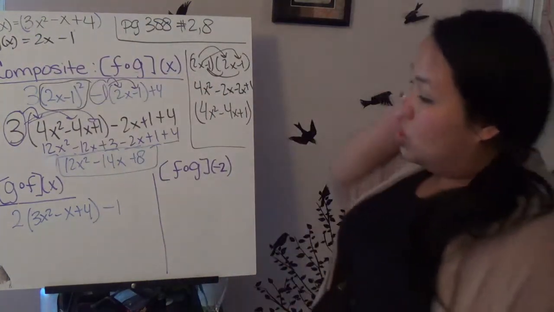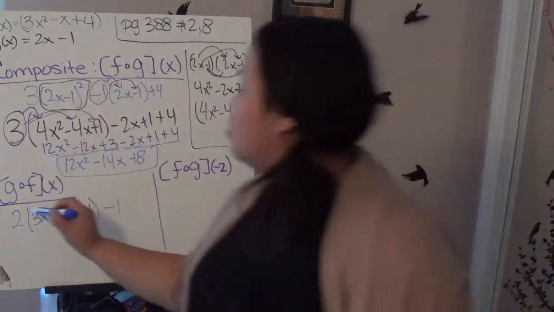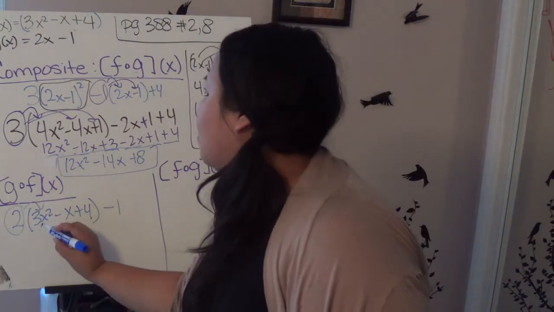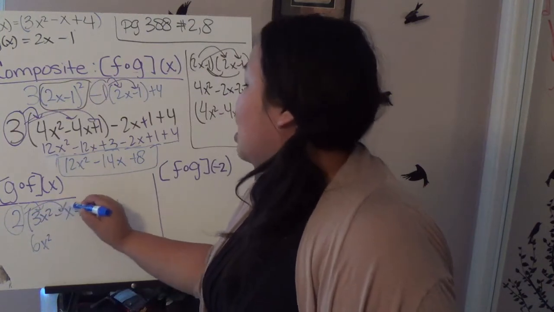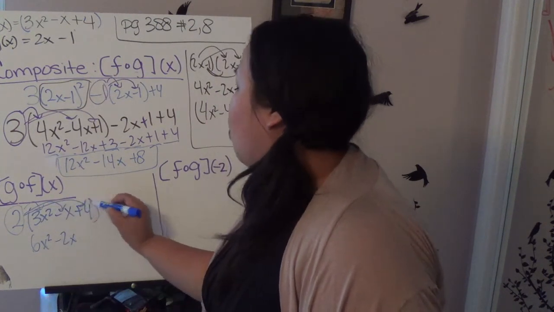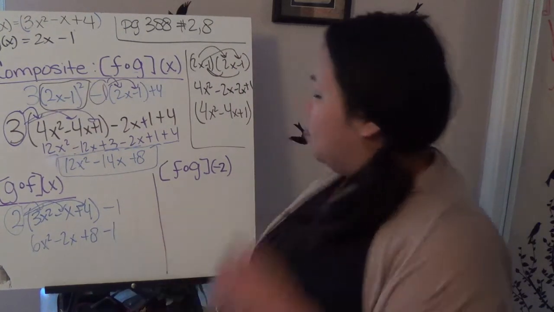All right? So this one is actually a little easier because it doesn't have this square that we have to figure out. All I need to do is take this and just distribute it to each one. So 2 times 3 is 6x squared. 2 times negative x is minus 2x. And 2 times 4 is positive 8. And then I bring down the minus 1.